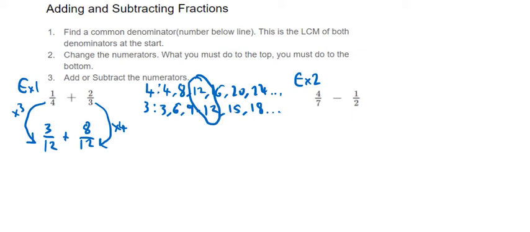And then last part I just add the two numerators. So just the numbers on top. You don't add the numbers on the bottom. So 3 plus 8 is 11. So my final answer here is 11 over 12.